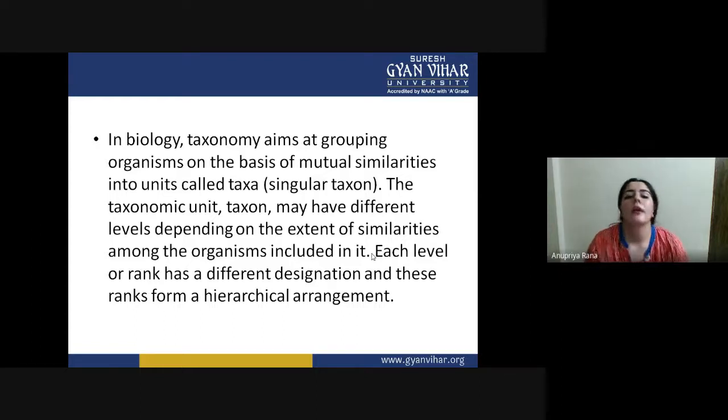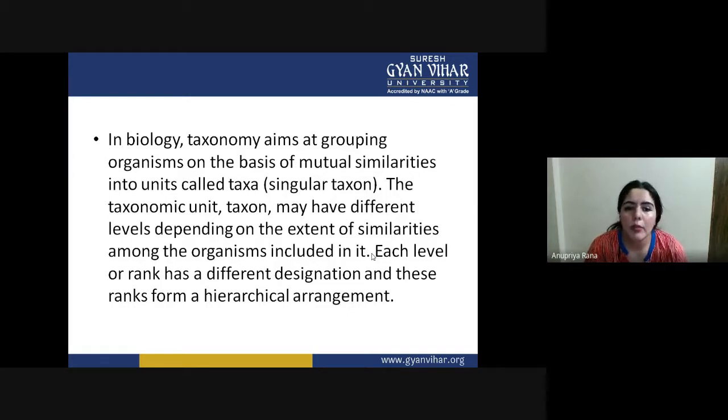In biology, taxonomy aims at grouping organisms on the basis of mutual similarities into units called taxa. So basically, this is taxonomy in the context of biology. Based on this, we have to see mutual similarities, like their morphology, anatomy, and biochemical analysis. Anything that is similar, we can put into the same taxa. The singular form of taxa is called taxon.